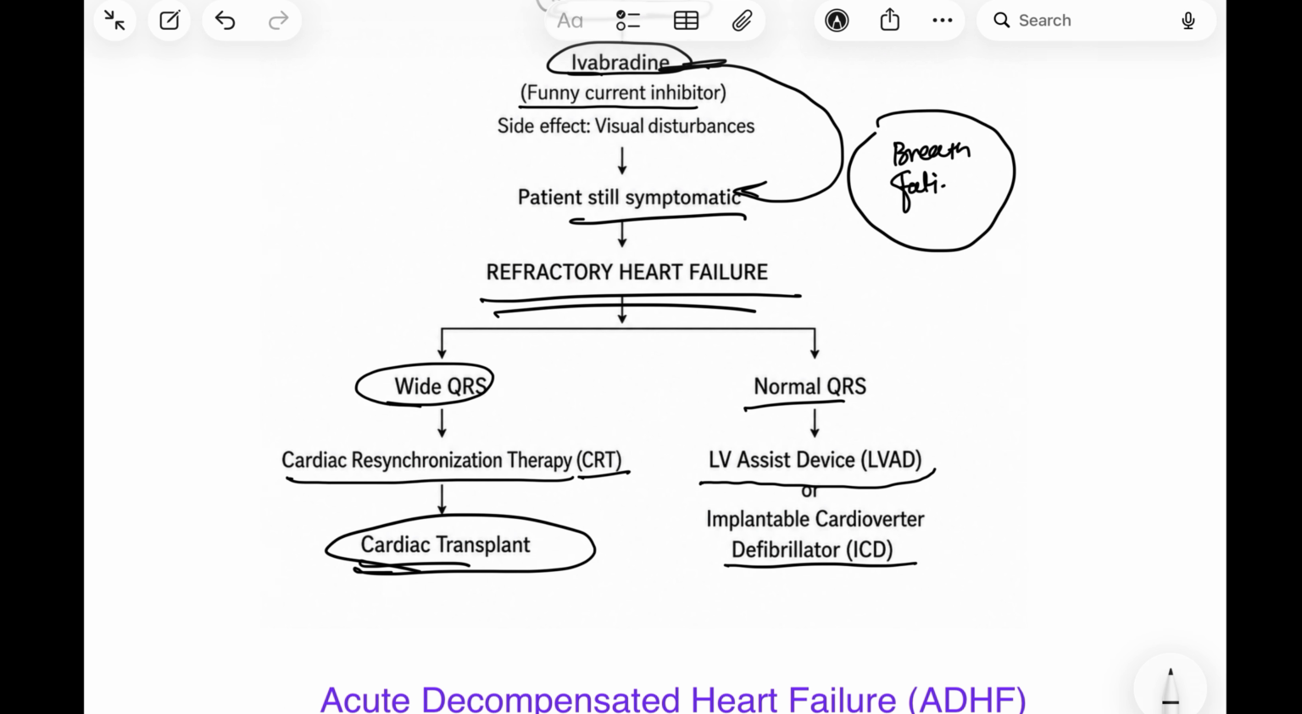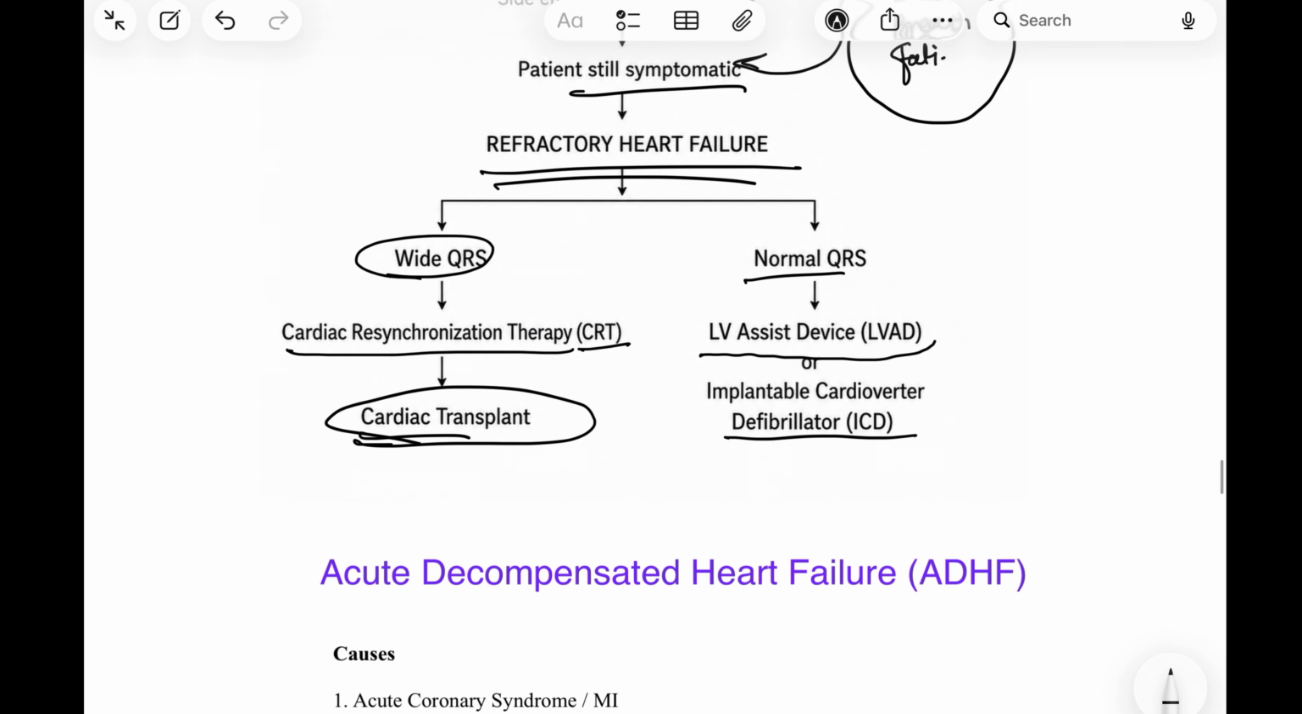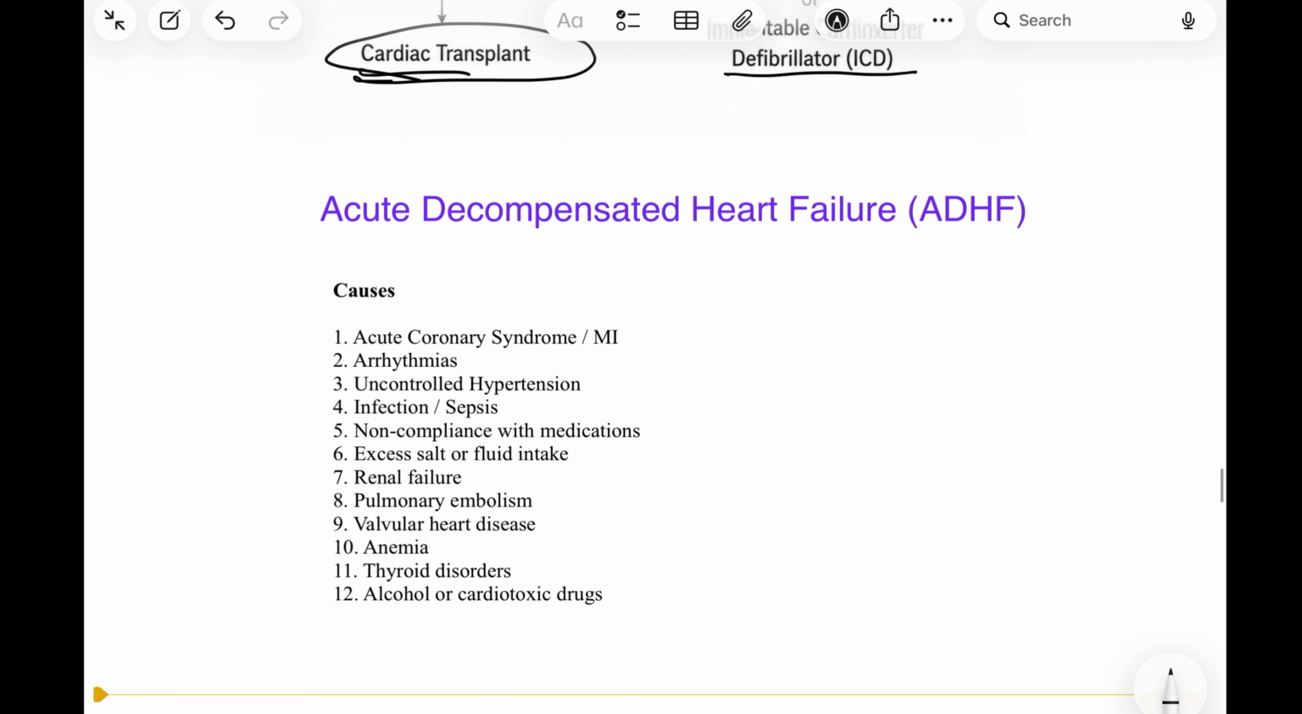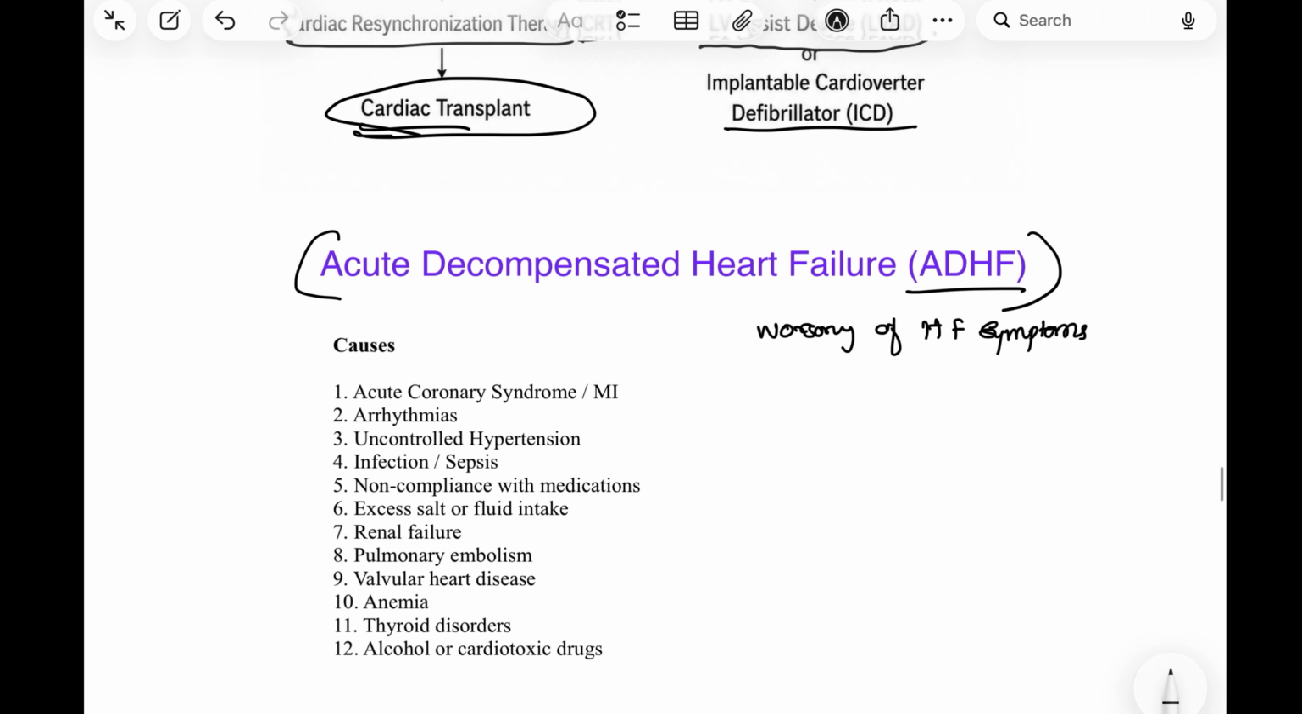Now what happens is sometimes a heart failure patient can land up in the emergency with worsening of heart failure symptoms, and this is called acute decompensated heart failure. How do we define acute decompensated heart failure, that is ADHF? It is the worsening of heart failure symptoms requiring urgent hospitalization, and this is mostly associated with a few triggering points like infection, or there could be a hypertensive crisis, or there could be dehydration.